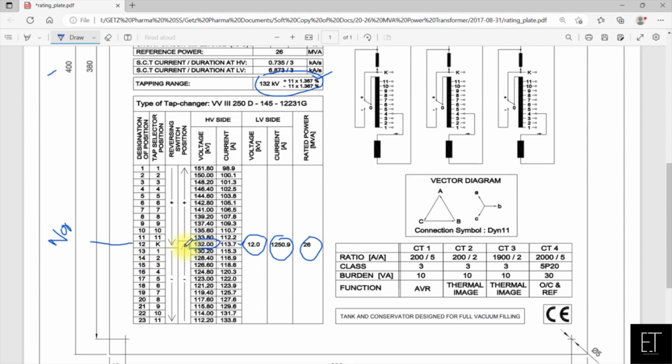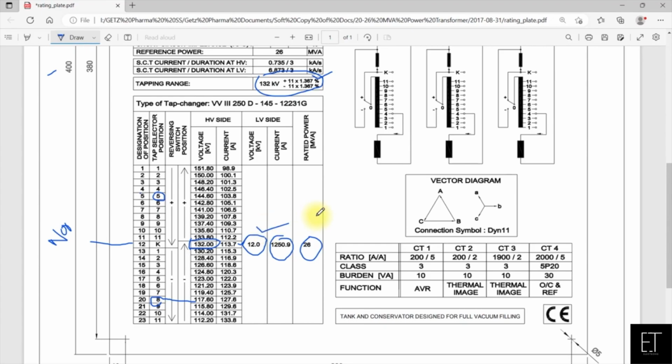transformer. But if, for example, the voltage at the HV side is changing, increasing or decreasing, for example, if the voltage at HV side comes up to 144.6, it means that you have to choose tap position number 5. So you have to take the tap to number 5, then you will again get 12 kV at the low voltage side. If the voltage drops to 117.6, then you have to select tap number 8, and then you get 12 kV at the LV side.